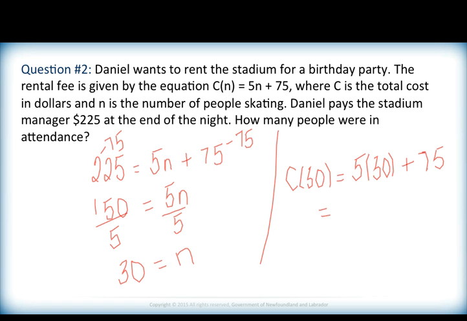Five times 30 is going to give us 150. 150 plus 75 is going to equal 225. Therefore, our solution has been verified and is correct.